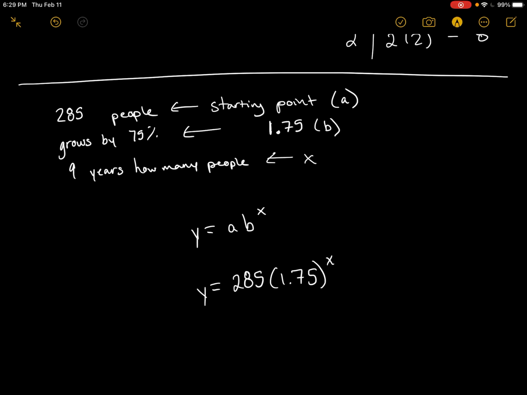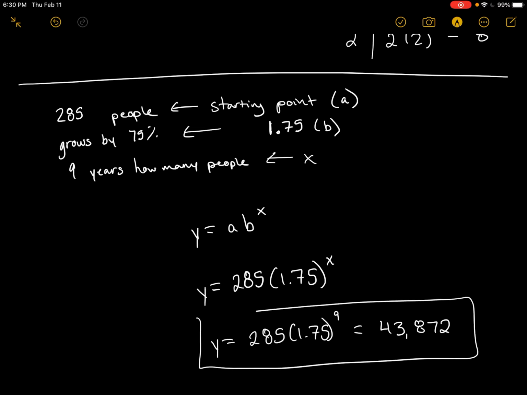Well, here's our X value. They want to know after 9 years how many people. So 285 times that 1.75 growth rate to the 9th power, because it's over 9 years, it's going up exponentially. So 1.75, raise it to the 9th. Multiply that by 285, and it looks like quite a few people 9 years later. 43,872. And I'm rounding it to a whole number because we can't have fractions of people. We have whole people, hopefully. So that would be the answer to this question.